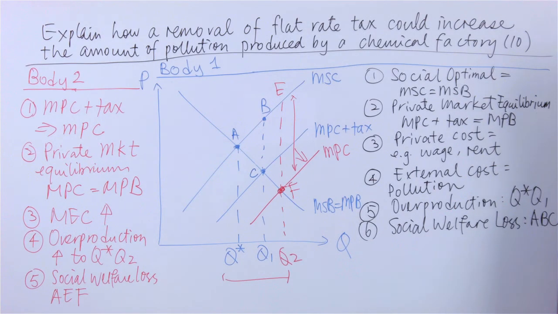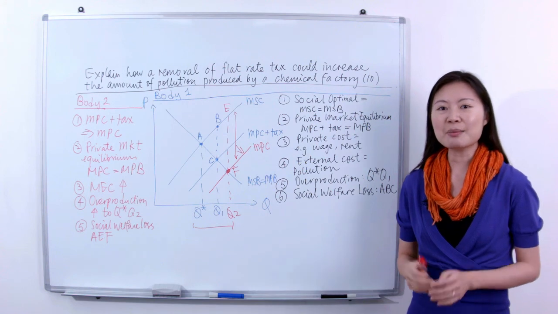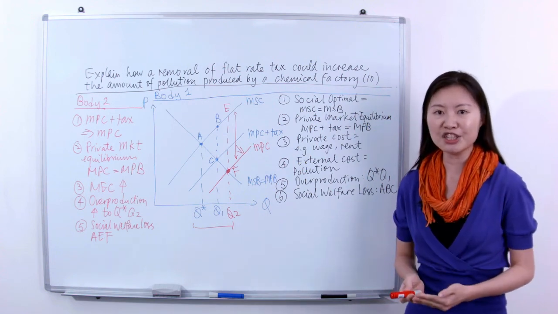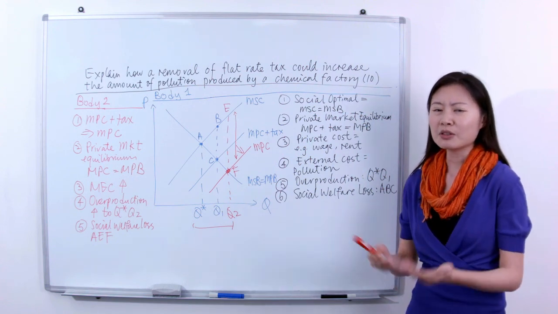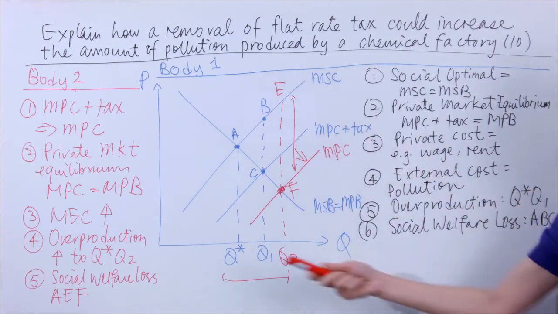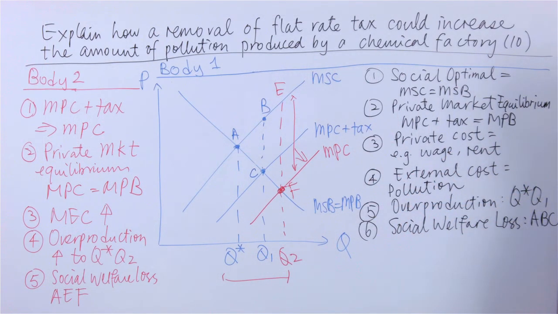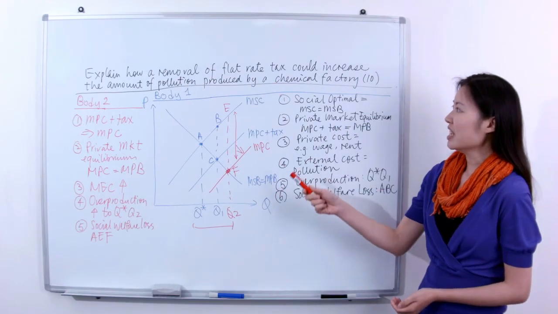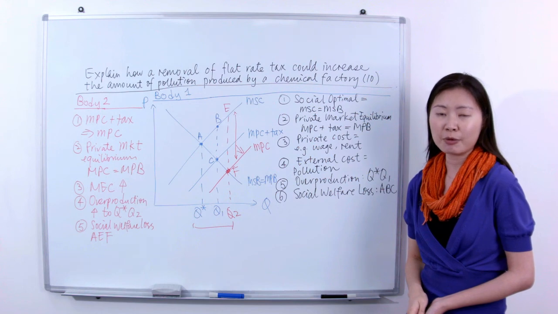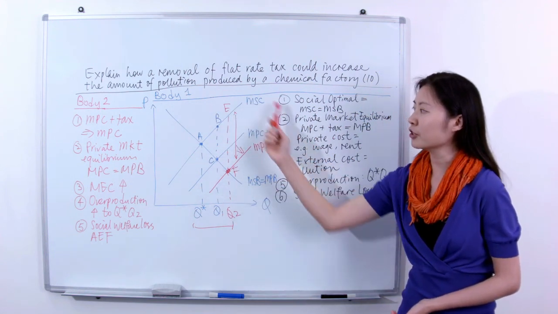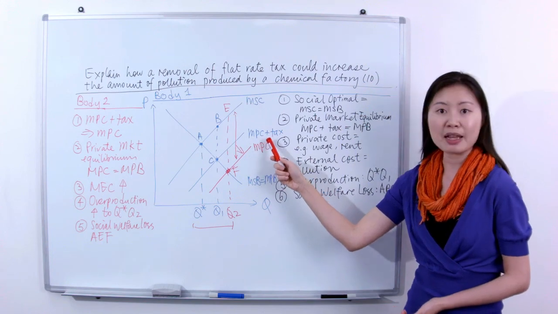Now, here comes the main body of the essay. So what do we write for the main body? In this case, I will divide the main body into 2 paragraphs, meaning body 1 and body 2. In body 1, I will talk about the current situation of the market with an indirect tax being imposed. So basically, I would use a negative externality of production diagram to explain the current situation with an indirect tax being imposed in the market. Because here, the pollution produced by a chemical factory is a type of negative externality of production. That's why we use a negative externality of production diagram with a flat rate tax currently being imposed.